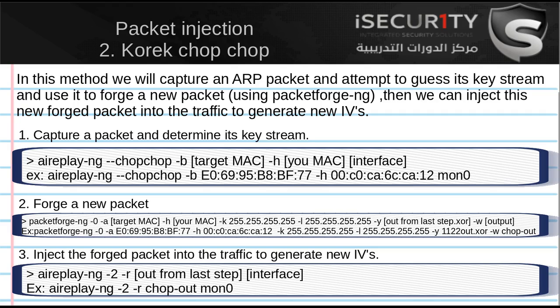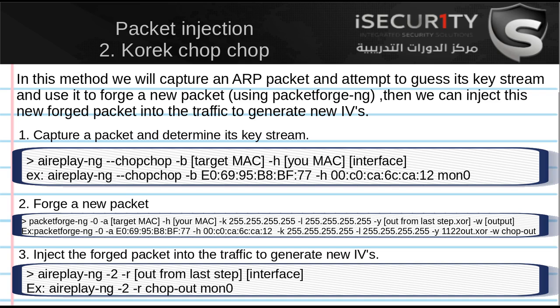Another method of increasing the number of data rapidly in a network that has no clients associated with it, or if it has very low traffic, is the Chopchop attack. In this method, instead of directly injecting the ARP packet that we capture, we're going to try to determine the key stream for this packet.